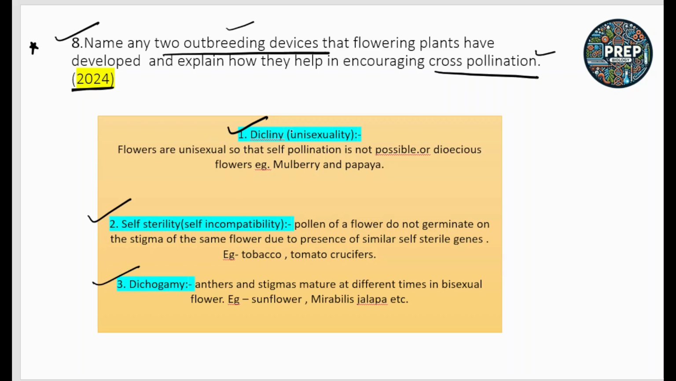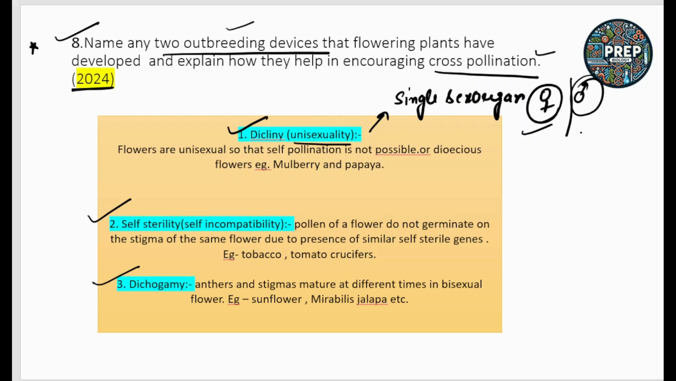What are these devices? Dicliny means unisexuality, that only a single sex organ is present, whether female or male. Or we can say that male and female sex organs are present in different flowers. That is unisexuality. The flowers are unisexual, so self-pollination is not possible in this condition. Examples are mulberry and papaya. So if self-pollination is not there, then of course it will encourage cross-pollination.